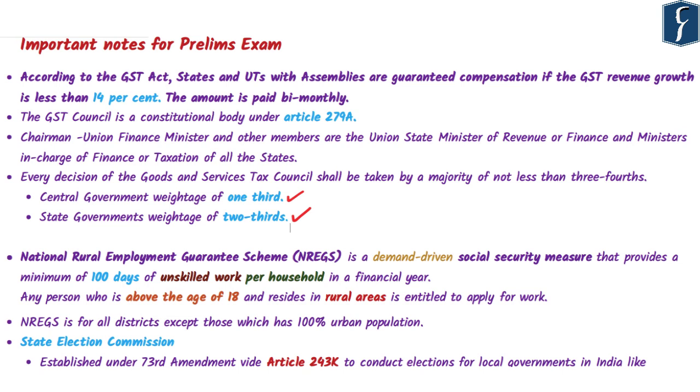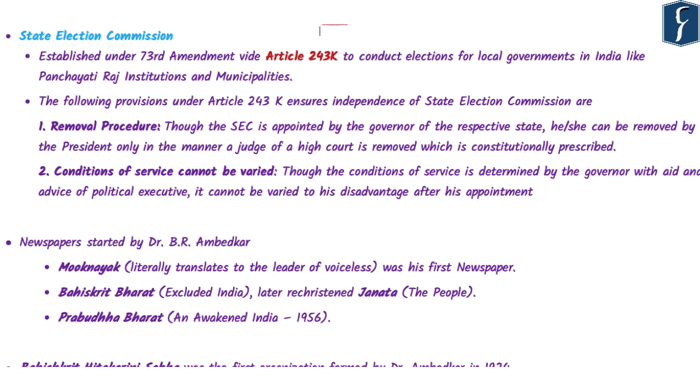I give you a statement, tell me true or false. NREGA is applicable for all districts in the country. The statement is false because it is applicable for all districts except those districts which have 100% urban population. Okay, now give me the article number under which a state election commission is established. The number is 243K, and Article 243K was added via the 73rd Constitutional Amendment when panchayats were given constitutional status. The purpose of a state election commission is to conduct the elections for local bodies, panchayats and municipalities. Election for State Legislative Assembly and Legislative Council is conducted by Election Commission of India.